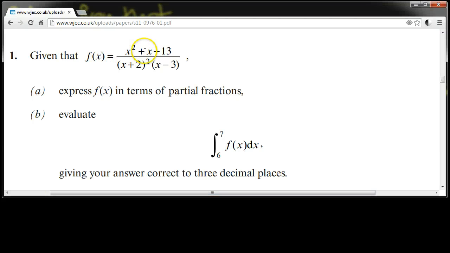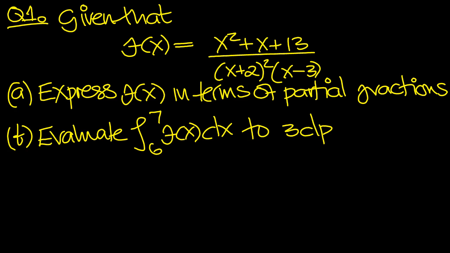Given that f(x) equals x squared plus x plus 13 over (x plus 2) all squared times (x minus 3), express f(x) in terms of partial fractions. Evaluate the integral of f(x) dx between the bounds of 6 and 7, giving your answer correct to 3 decimal places. So let's have a look at this then. Here's the question.